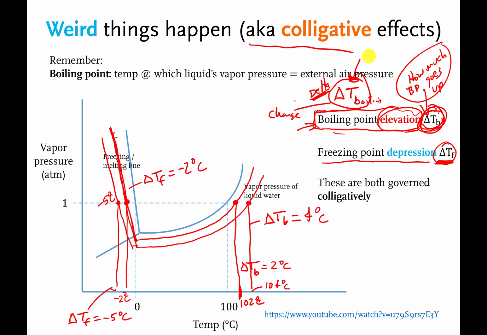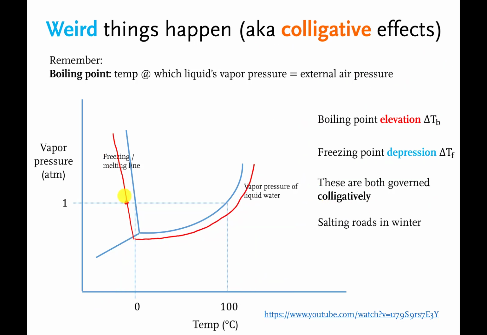And both of these things, the amount that the boiling point goes up or the amount that the freezing point goes down, are controlled colligatively. And again, what that means is, it doesn't really matter what I dissolve in. The effect is just controlled by how much of the stuff that I dissolve into the liquid.